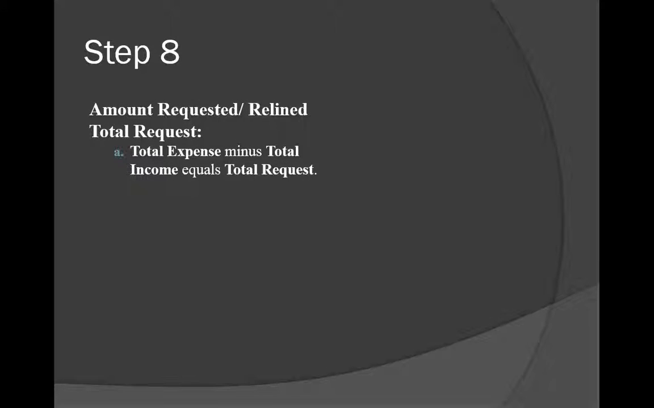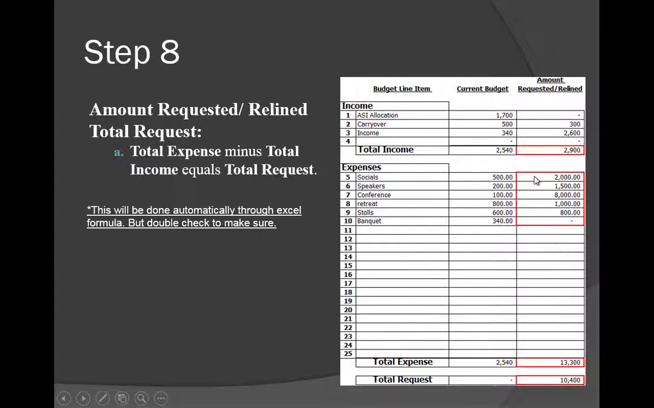Total request. Total expense minus total income equals total request. Again, that's total expense minus total income equals total request. Obviously, these formulas are built into our Excel sheets, so they will be calculated automatically.